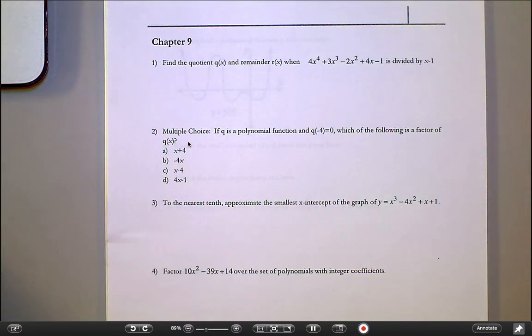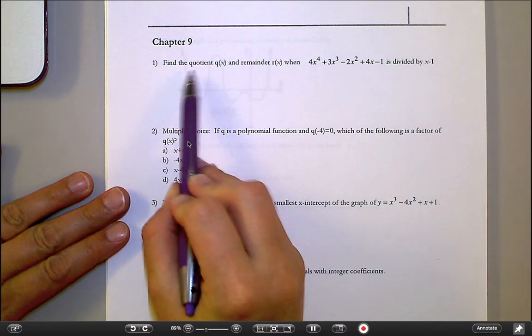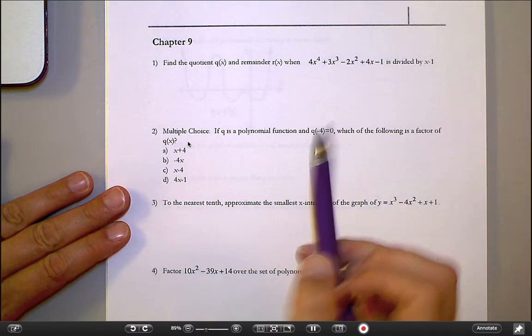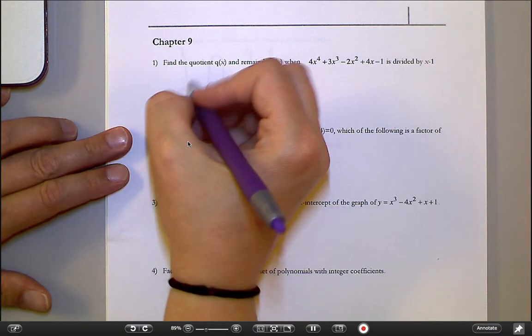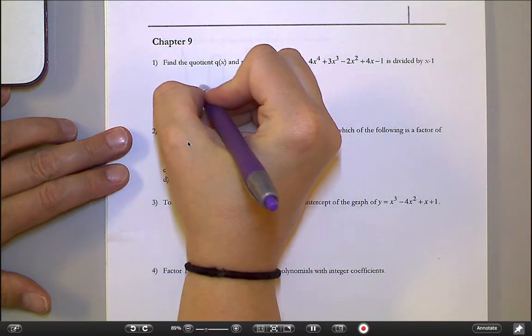Okay, so looking at this first one, find the quotient and the remainder. Now, there's actually a shortcut we could have taken if it just asked us for the remainder. But because it asked us for the quotient as well, I am going to end up having to do some long division here. So here's how long division works. The x minus 1 goes on the outside.